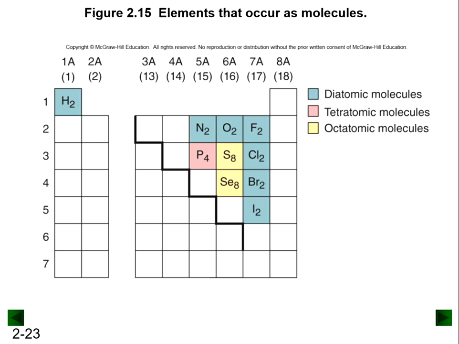Now, these are the elements that occur as individual molecules, and they're covalently bonded. Hydrogen, nitrogen, oxygen, fluorine, chlorine, bromine, and iodine are diatomic molecules. Sulfur and selenium are octatomic, that is, there are 8 atoms in their individual units. Sulfur forms ring systems, so there is a group of 8 atoms in a ring. Phosphorus, in one of its allotropic forms, is P4.